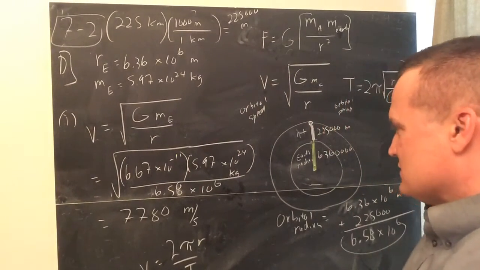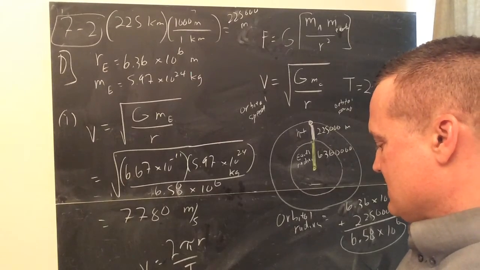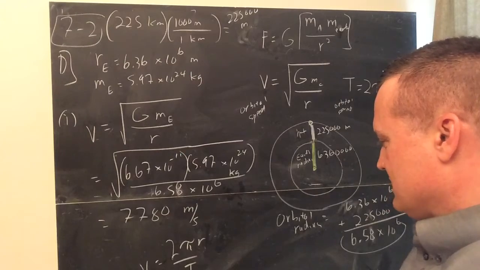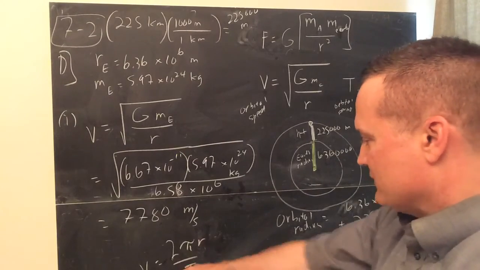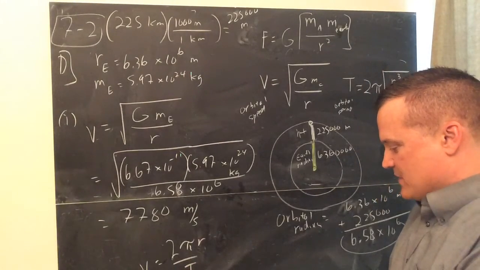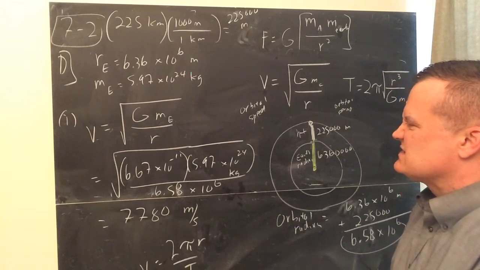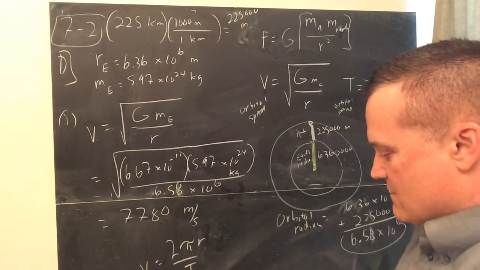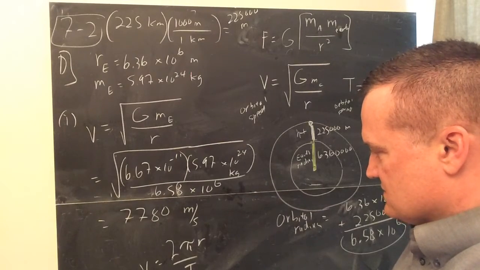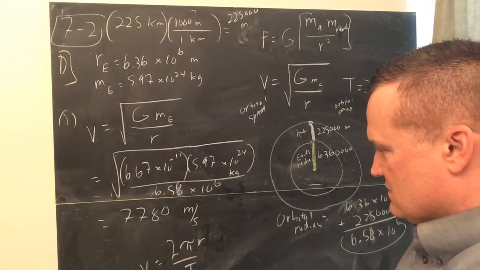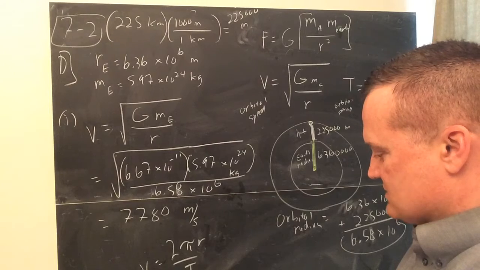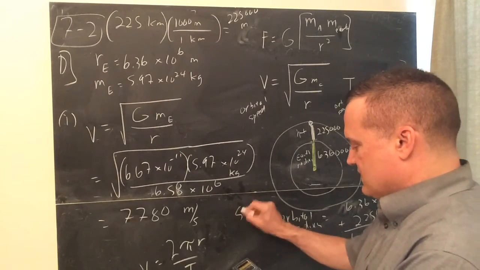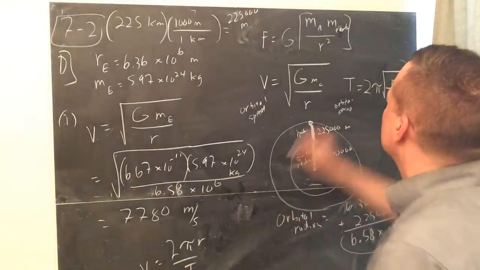Let me just see. So if the velocity is 7780, oh no, actually, it would be 2 pi r divided by v. So 2 times pi times the radius is 6.58, 10 to the 6. Okay, divided by the velocity 7780. And that gives me 5314.